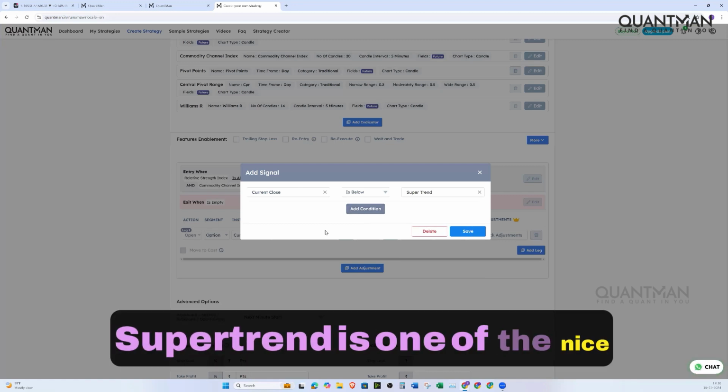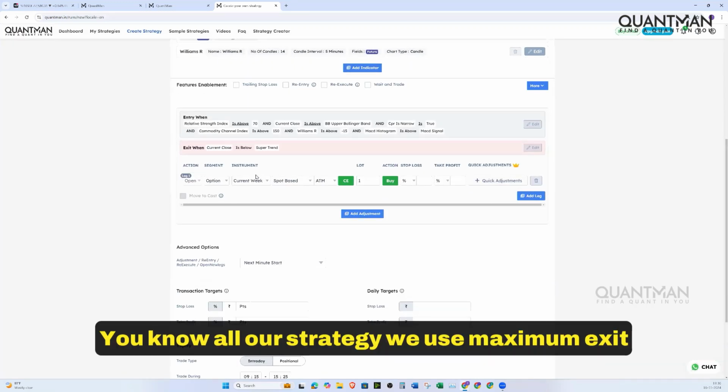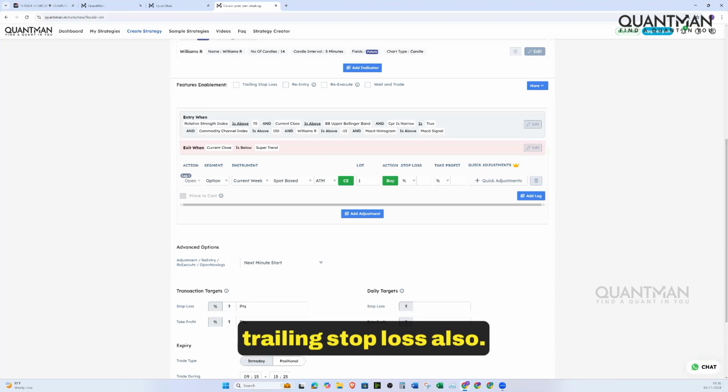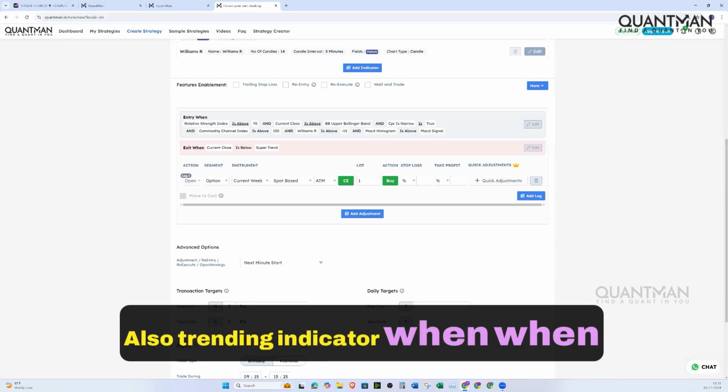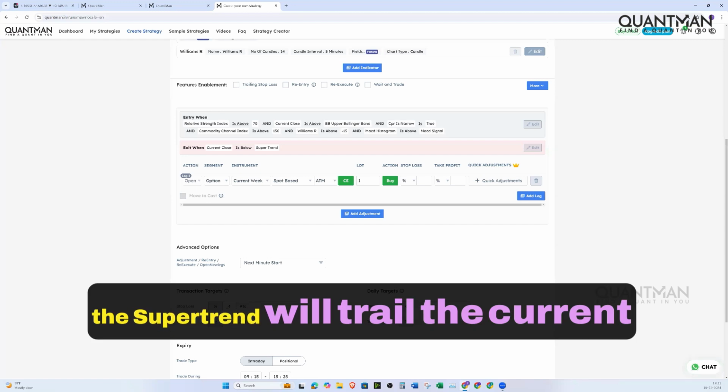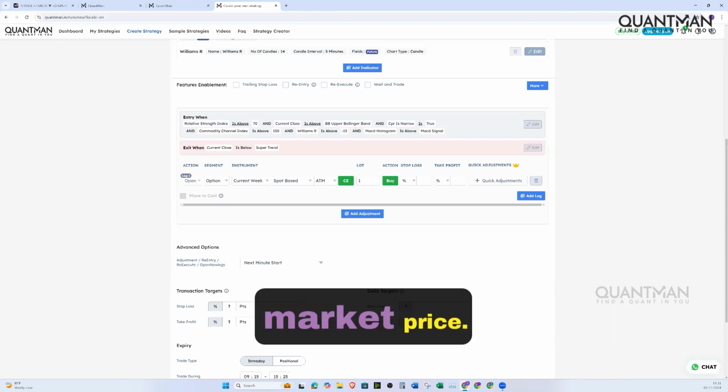Super trend is one of the nice indicators. In all our strategies, we use super trend as the exit, because it acts as a trailing stop loss also. Also it's a trending indicator. When the market makes a higher high, the super trend will trail the current market price.